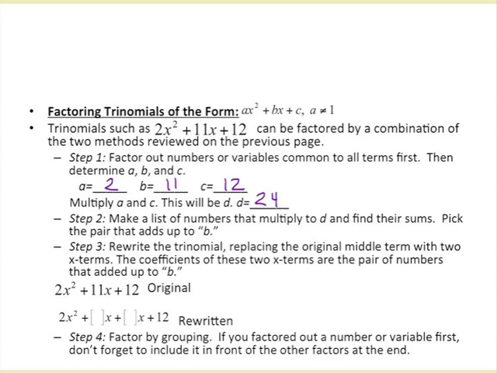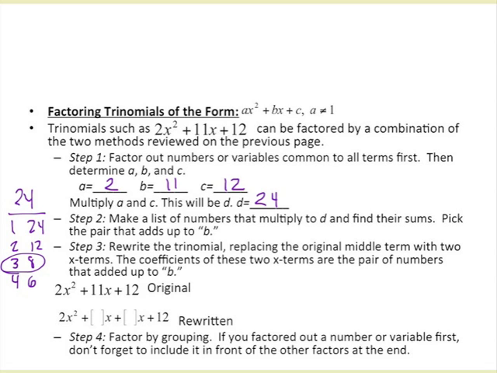Then we are going to make a list of numbers that add to make the middle and multiply to make 24. Okay? So I think you have a chart on your paper to put this, but I don't have a chart, so I'll just do it off to the side. That I want to multiply to make 24. 1 and 24, 2 and 12, 3 and 8, 4 and 6. And I want to find a set that I can add to make 11. So what would that be? 3 and 8.